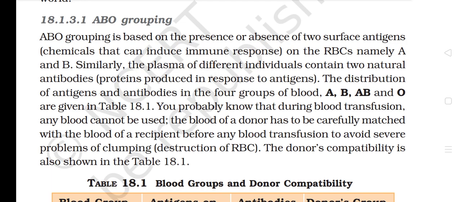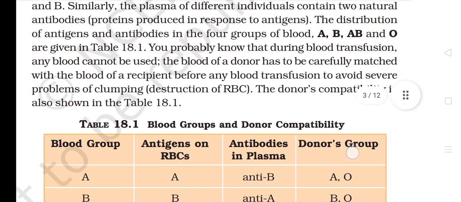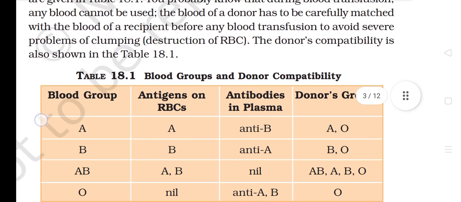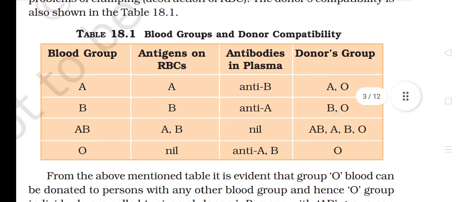Similarly, the plasma of different individuals contain two natural antibodies, proteins produced in response to antigens. The distribution of antigens and antibodies in the four groups of blood, A, B, AB, and O, are given in Table 18.1. You probably know that during blood transfusion, any blood cannot be used. The blood of a donor has to be carefully matched with the blood of a recipient before any blood transfusion to avoid severe problems of clumping, destruction of RBC. The donor's compatibility is also shown in Table 18.1.